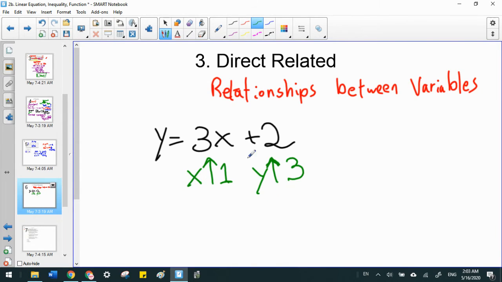And with that same understanding, you should also know that if x were to go down by 1, that means the y value would go down by 3. And even though we have 3x plus 2, the way the y value changes is entirely dependent on the slope. So this constant right here could be 200, and these relationships right here wouldn't change.